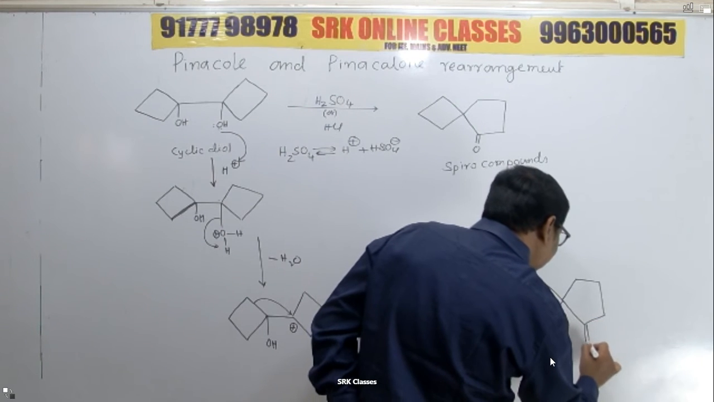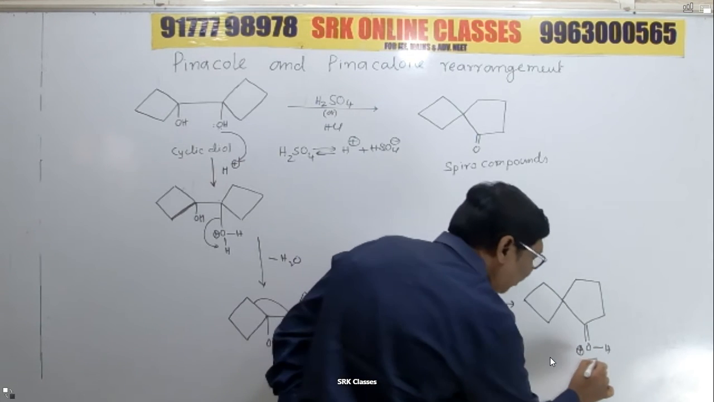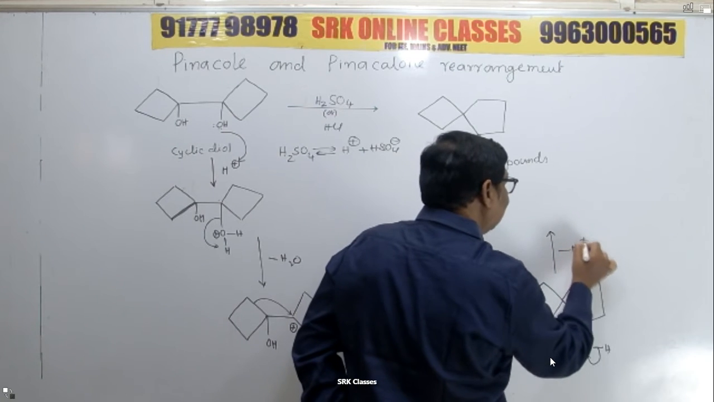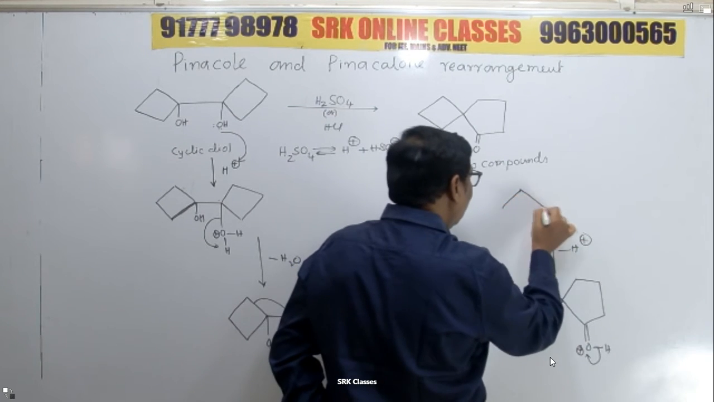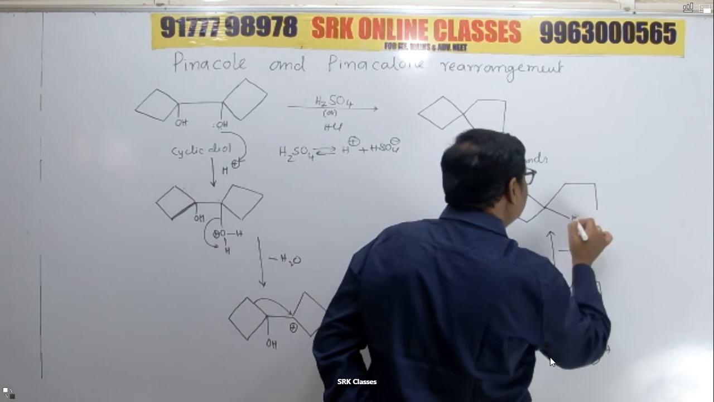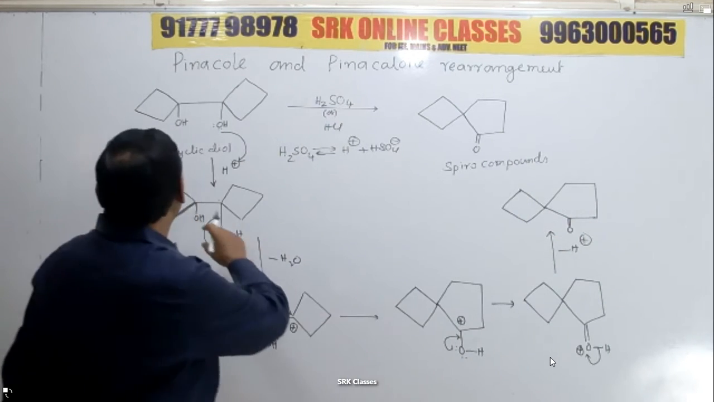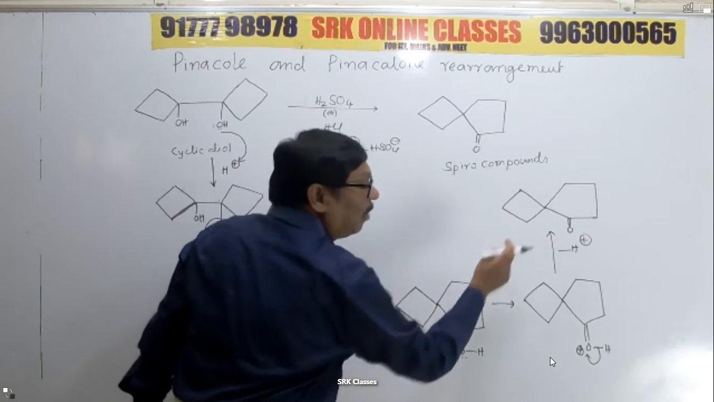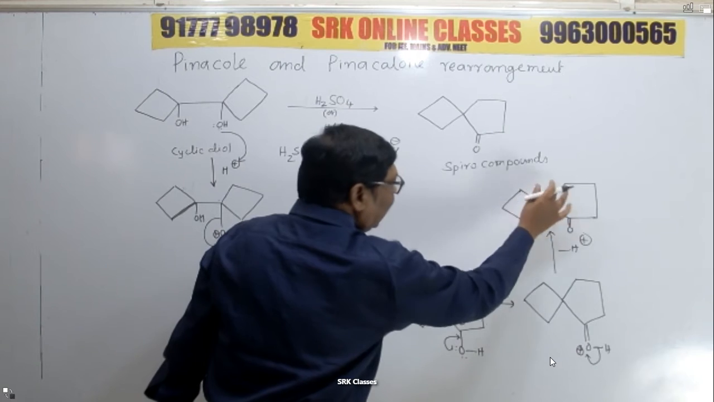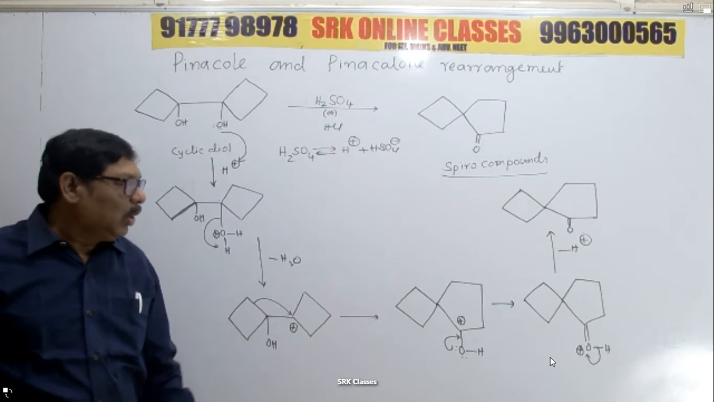And here a double bond to OH. Now the positive charge on the oxygen atom is unstable. Therefore, this proton elimination will take place, minus H plus. That will be converted into a 4-membered ring as well as a 5-membered ring. So the starting compound contains two 4-membered rings, but the final product contains a 4 and a 5-membered ring. This is the diol, 2 OH groups are there. This is a single compound that is called a spiro compound, right? So diols are converted into spiro compounds.